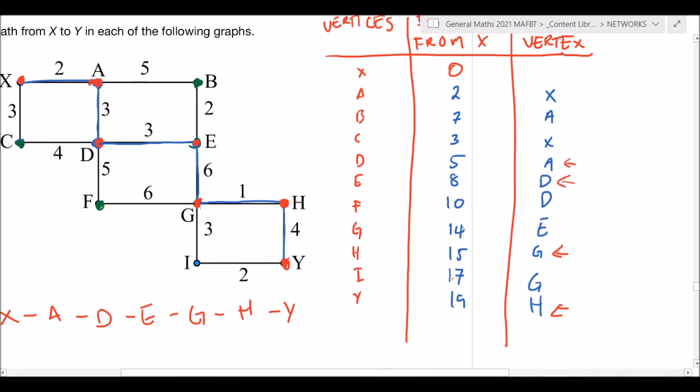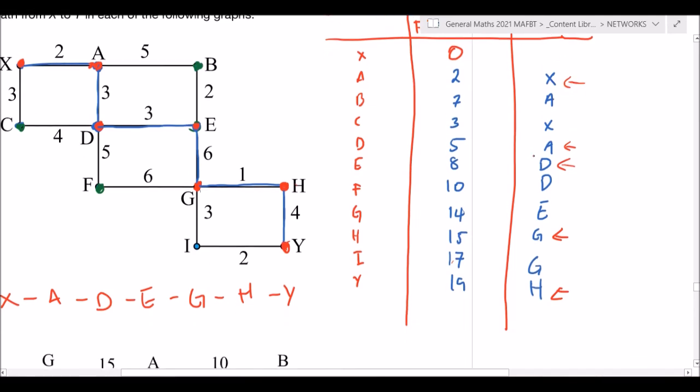So A would be this column here. And if you're at A, right here, my bad. And if you're at A, the previous vertex was X. So X being here. So that means the path that we took would be, well, X is right there, XA, XAD, GHY.